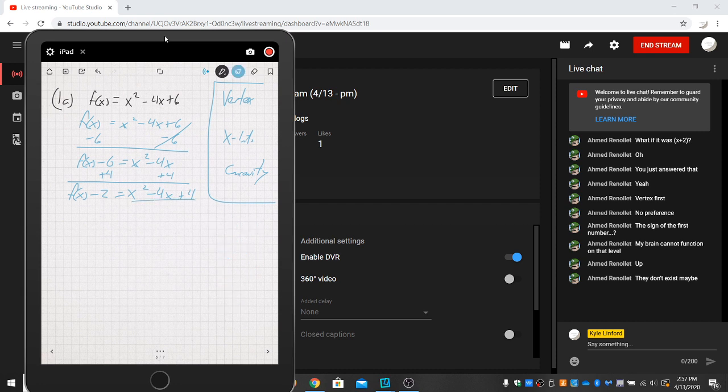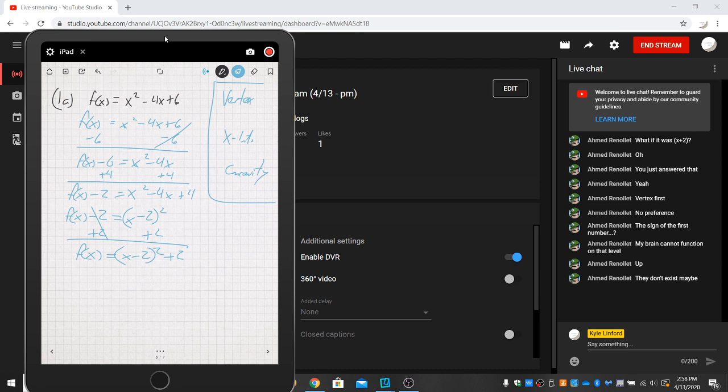This should now be able to be factored down. So we have f of x minus 2 equaling x minus 2 squared. And then we can just add 2 to both sides, and we'll end with f of x equals x minus 2 squared plus 2.